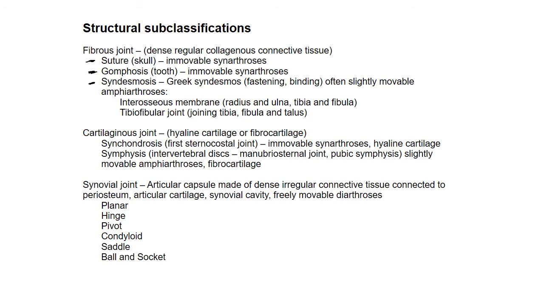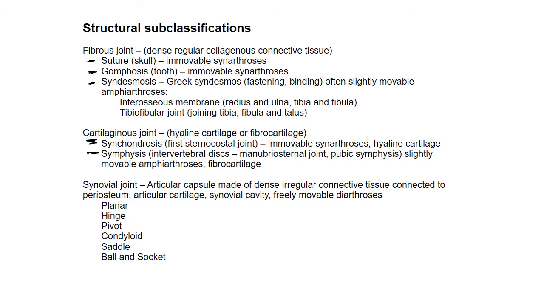Then under cartilaginous joints, there are two types. Cartilaginous joints have hyaline cartilage or fibrocartilage, and you have a synchondrosis. One example is the first sternocostal joint, which is an immovable synarthrosis with hyaline cartilage. The second is a symphysis, like the intervertebral discs, the manubriosternal joint, and the pubic symphysis. Those are all slightly movable amphiarthroses. So cartilaginous joints can be immovable synarthroses or movable amphiarthroses. If it's a movable amphiarthrosis, it's a symphysis. If it's a synarthrosis, then it's a synchondrosis.